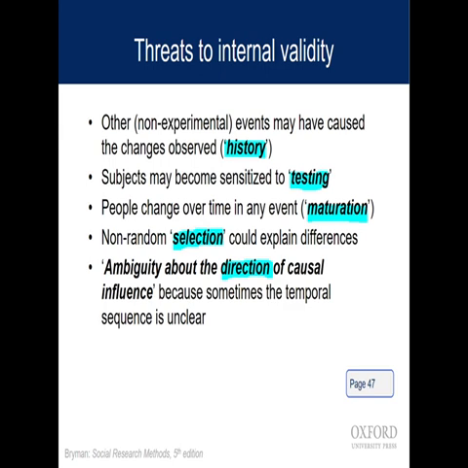Now, this next one, selection. Non-random selection could explain differences. If you've got a bad researcher who either doesn't know what they're doing or maybe they're dishonest, they might want this to be true, or they want to prove this is true, that if teachers have really positive attitudes and believe that you can do it, that you can.